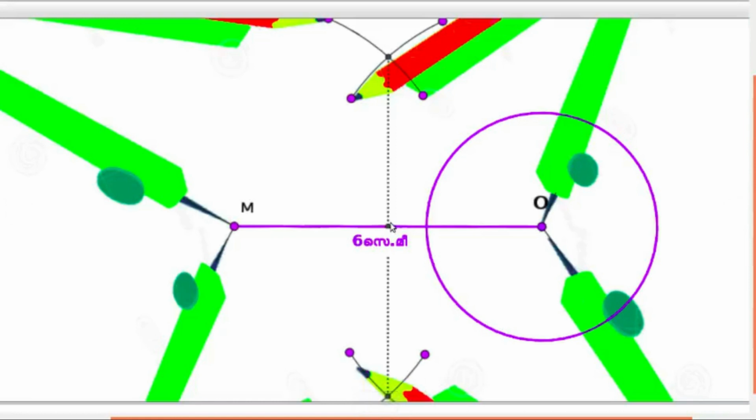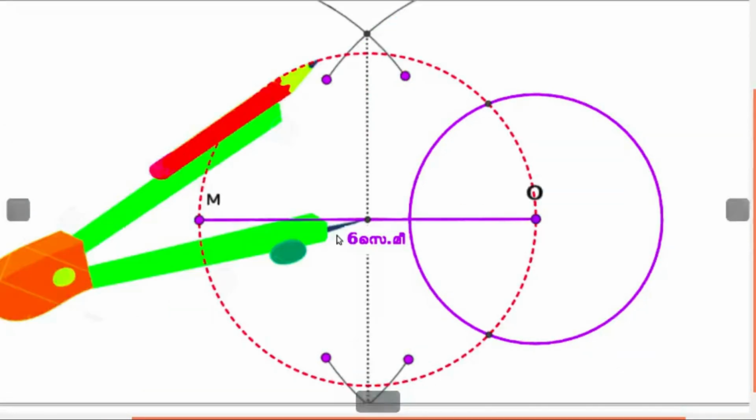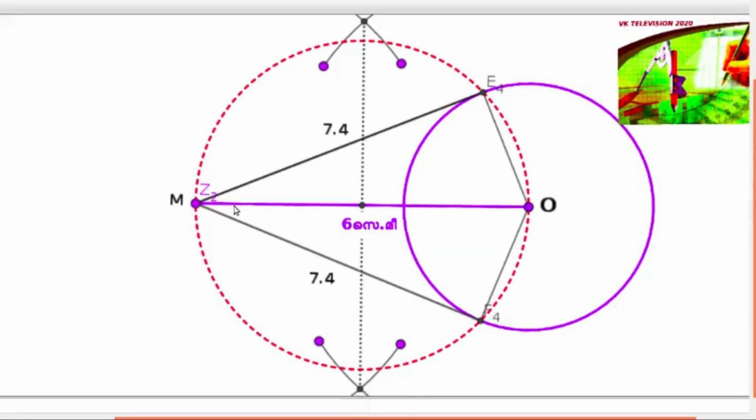Now we have to find out the tangent from this point to the circles. To find that tangent, we draw a circle with this point as center and passing through the end points of this line. Then we take the intersecting points of the 2 circles and join them with the point outside the circle.